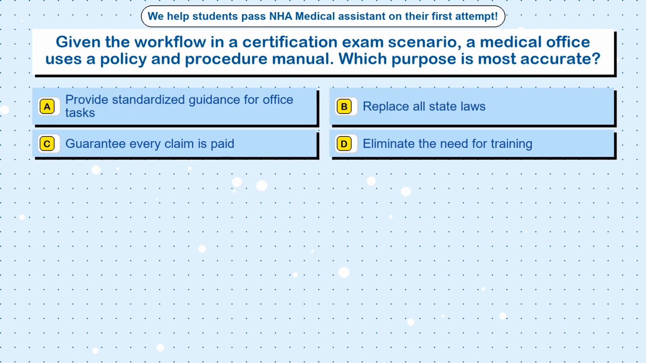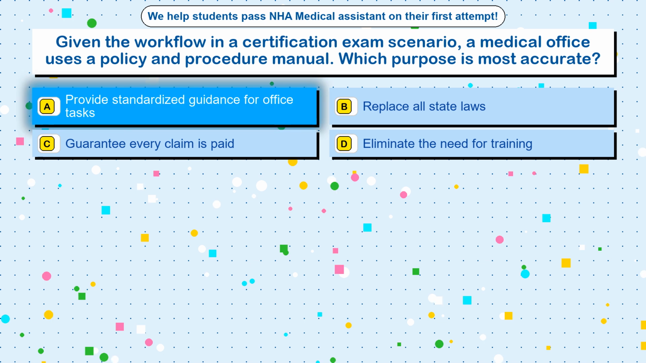Question 41. Given the workflow in a certification exam scenario, a medical office uses a policy and procedure manual. Which purpose is most accurate? Option A. Provide standardized guidance for office tasks. Option B. Replace all state laws. Option C. Guarantee every claim is paid. Option D. Eliminate the need for training. The correct answer is option A. Provide standardized guidance for office tasks.